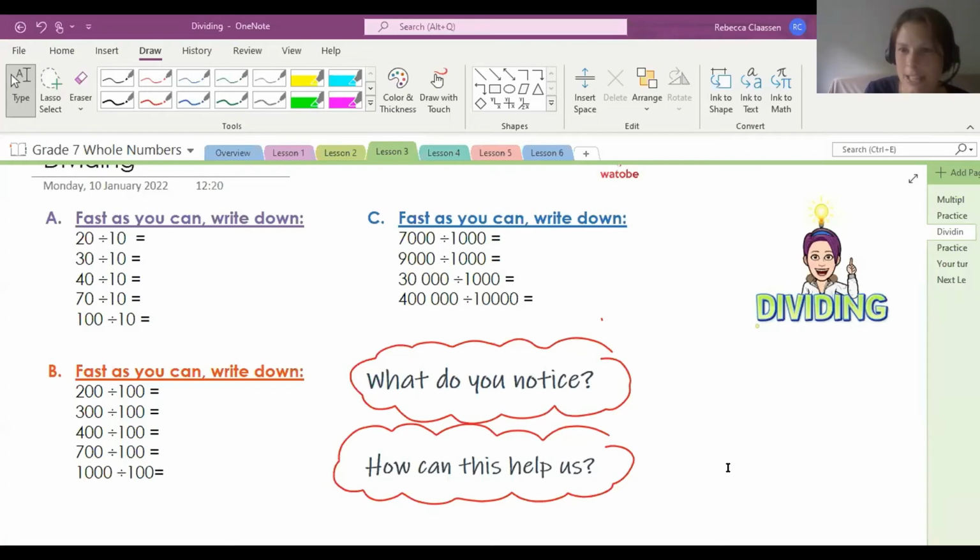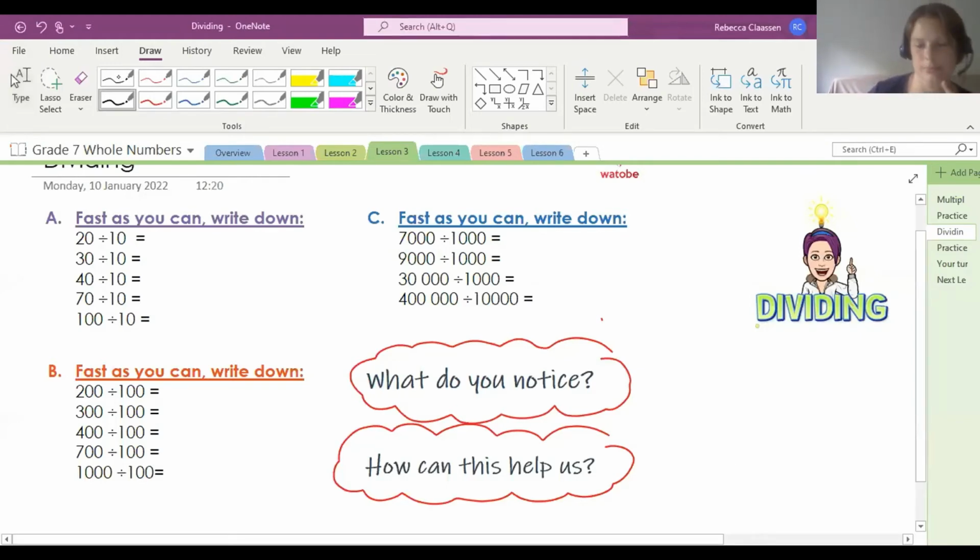Hi, is your name Lily? Yes, ma'am. Awesome. Lily, can you tell us what is the answer to A, the first one? 20 divided by 10 equals 2. Okay, and the next one as well? 30 divided by 10 equals 3. Good, and the next one? 40 divided by 10 equals 4. And the next one? 70 divided by 10 equals 7. And the last one? 100 divided by 10 equals 10. Fabulous, thank you very much, Lily.